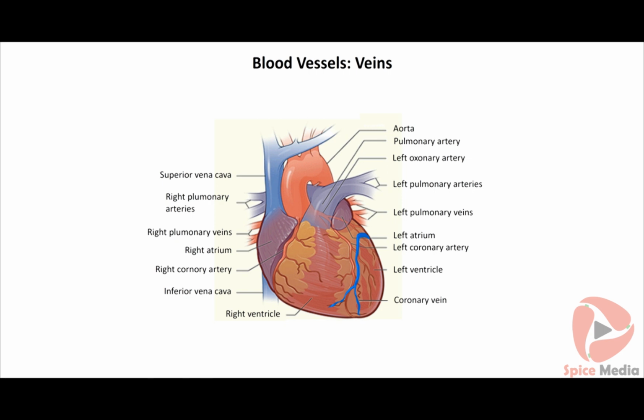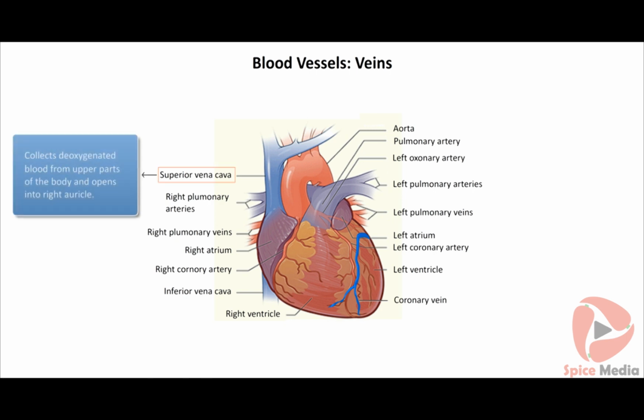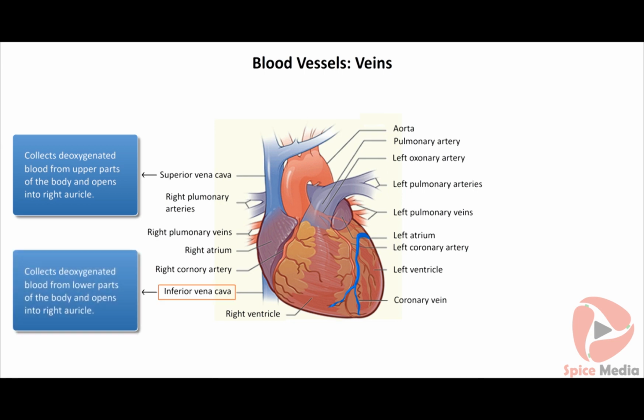Superior vena cava, inferior vena cava, and pulmonary vein are the three large veins that bring the blood to the heart from all the parts of the body. The superior vena cava collects deoxygenated blood from the upper parts of the body, such as the head and neck. The inferior vena cava, or postcaval vein, brings deoxygenated blood from the lower parts of the body, such as the abdomen, hands, and legs. Both these veins open into the right auricle.